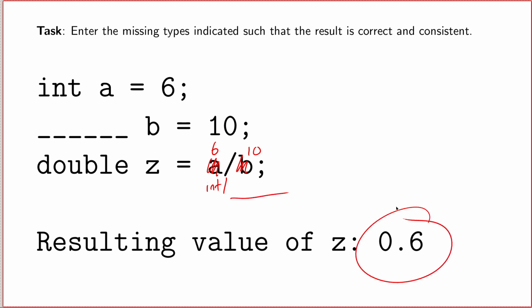And I know that if b has a type, if I actually had the type int here, then I would have int over int, which would be the value 0, because I can't store 0.6 in an int. So that's a sign that the type of b can't be int. The only option for the type of b would be float or double. So I guess there are two options. You could say float or double, but it has to be one of those. It can't be int, because it has to be a real valued floating point type.